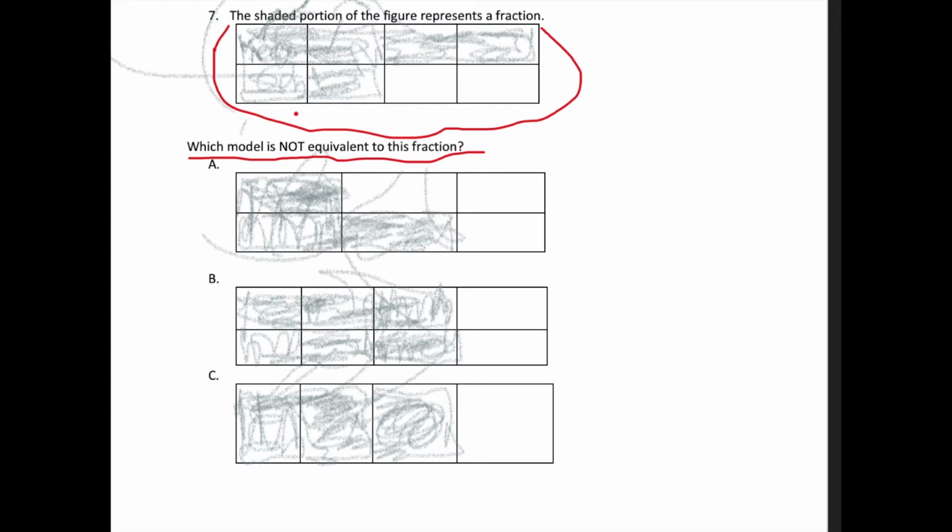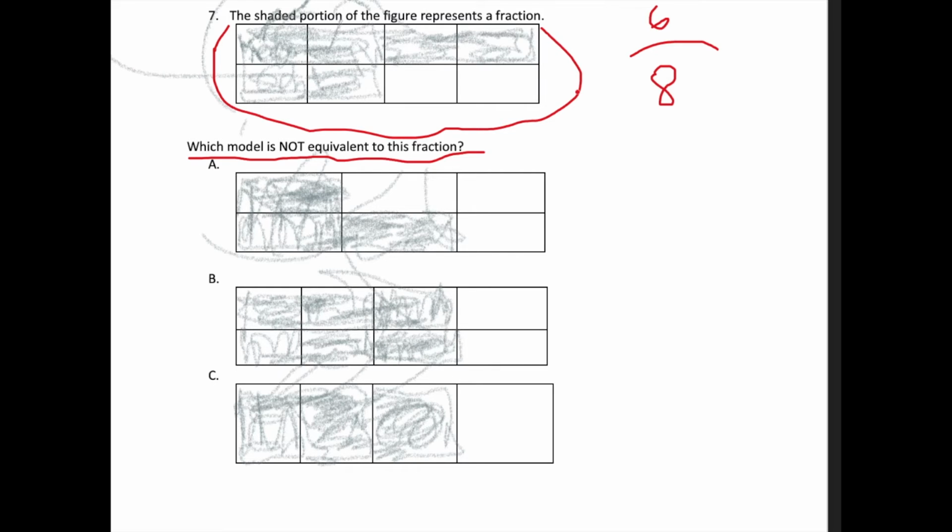All right, so let's go ahead first and label this fraction. We have 1, 2, 3, 4, 5, 6, 7, 8. 8 total pieces. That's going to be our denominator. Fraction bar. Now, how many are shaded? We have 1, 2, 3, 4, 5, 6. So we're going to put 6 on top. This is our fraction that we're looking at.